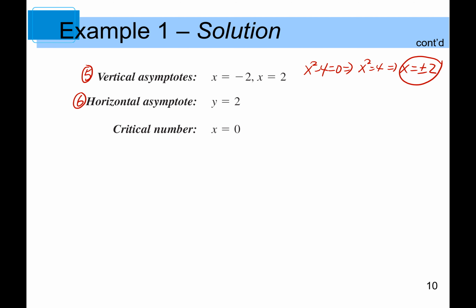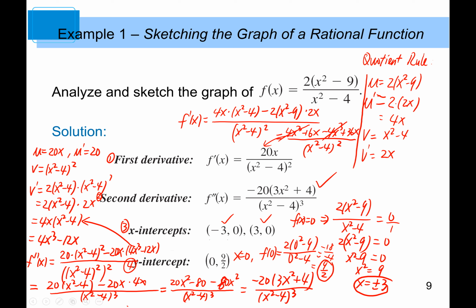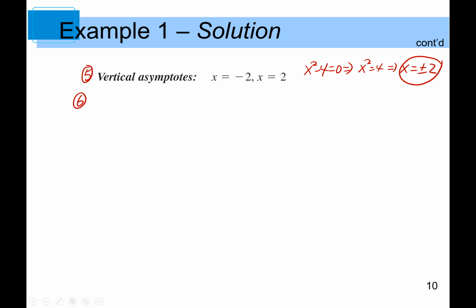Sixth will be the horizontal asymptote. Remember when you took the pre-calculus class, in this case, the numerator and denominator have the same power. So take the leading term in the numerator, divide by the leading term in the denominator. So the horizontal asymptote is y equals 2x squared over x squared, the leading terms of the numerator and denominator. Cancel x squared, it becomes 2. So y equals 2 is the horizontal asymptote.